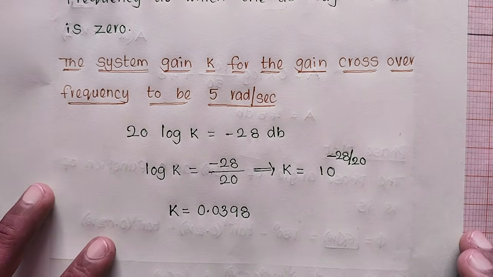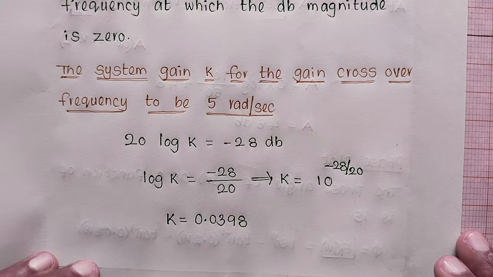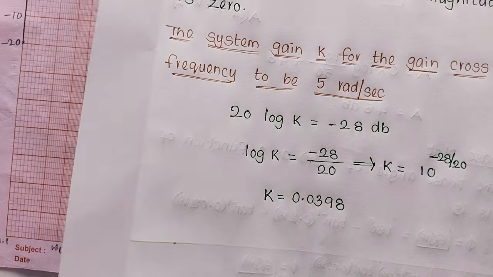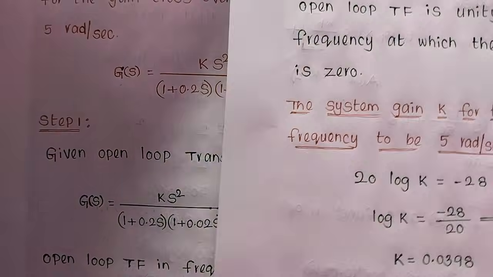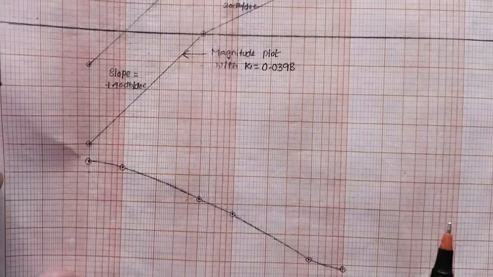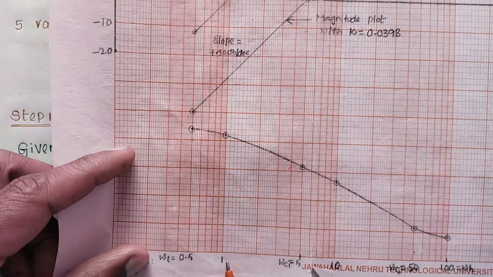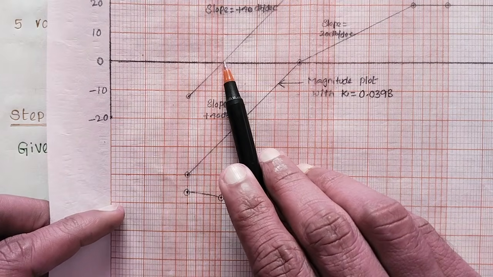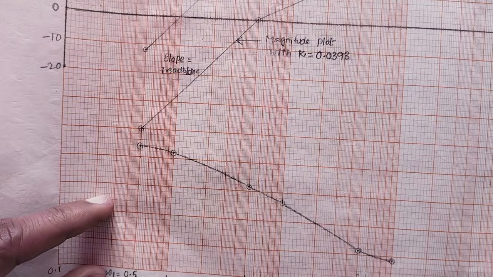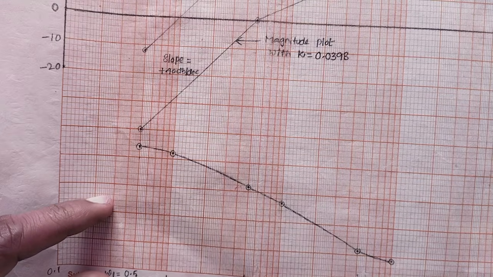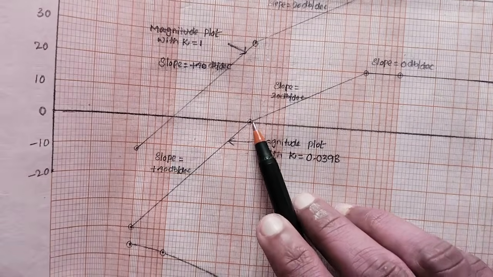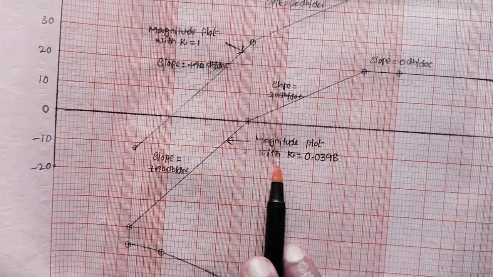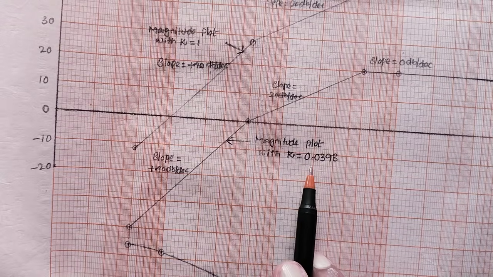If K equals 0.0398, the gain crossover frequency is 5 radians per second. If K equals 1, the gain crossover frequency is 1 radians per second, because the gain is 0 in decibels. So at omega C equal to 5 radians per second, the magnitude is 0 decibels. So for that magnitude plot, we have to take the K value as 0.0398.